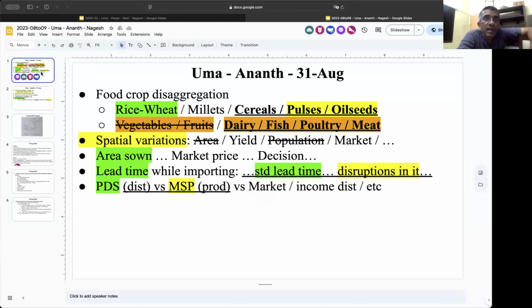Second is PDS. One is on the supply side, how much food you produce. The other is how the food reaches people. People should have purchasing power. That is why ration shops came into the picture, the public distribution system. Then minimum support price, so that farmers are encouraged to grow. Now, all these were the points we discussed. From this discussion, we went to the next slide.